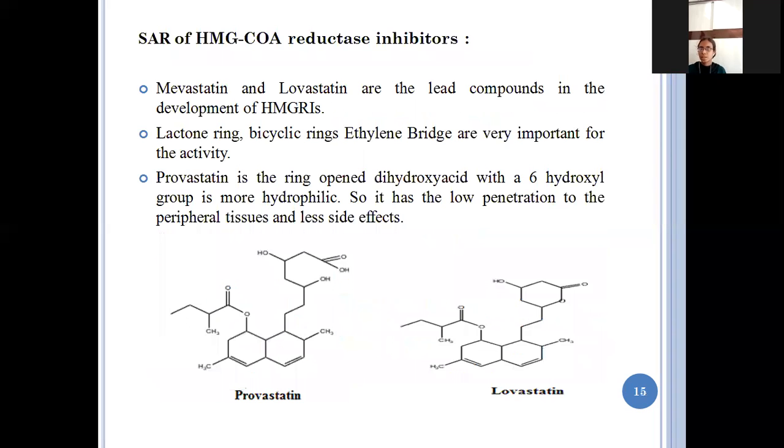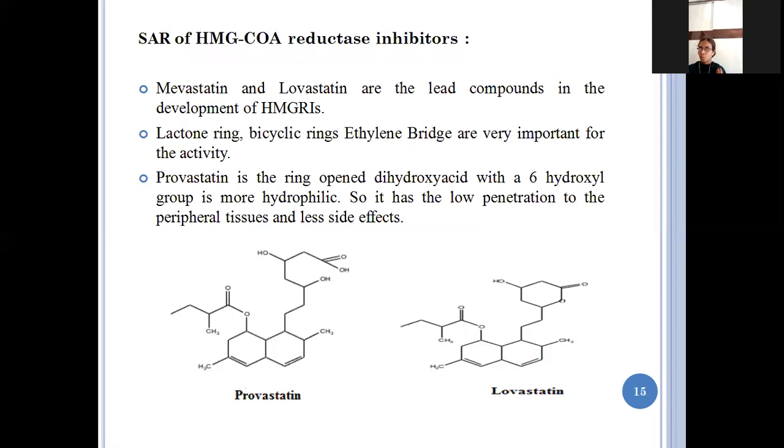Next, let's see the SAR. Mevastatin and Lovastatin are the lead compounds in this classification. So these two compounds are the lead compounds. They have the lactone ring and bicyclic rings. Ethylene bridges are very important for the activity. See here, the lactone ring, bicyclic rings and ethylene bridge are important for the activity.